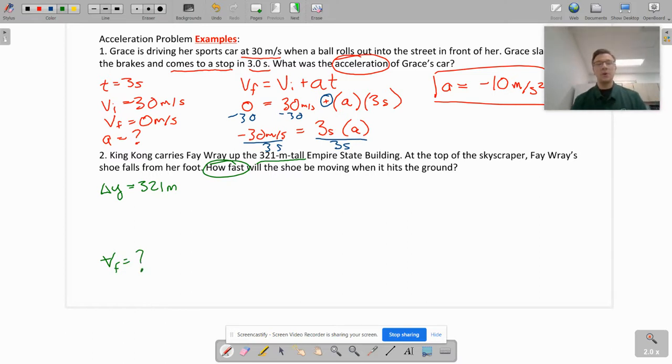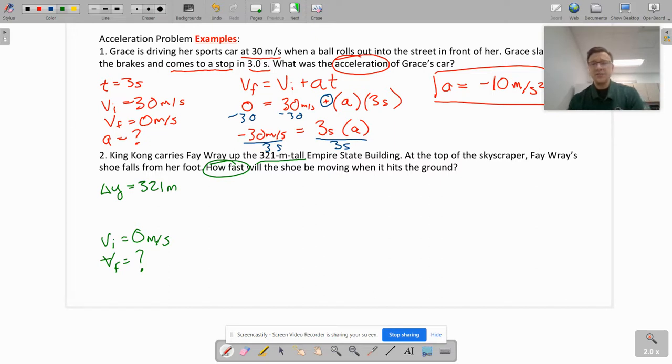So what are we missing here? Well, there's a couple things that we actually have to imply. The first thing that we have to imply is the initial velocity of the shoe. And it's going to be the same as the initial velocity for any object that's dropped. What speed does it have initially? Well, it's zero, right? It was dropped from rest. So the initial velocity of the shoe is 0 meters per second.